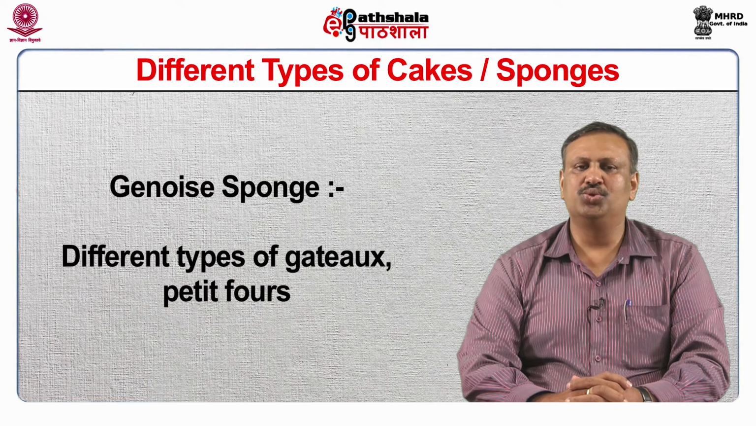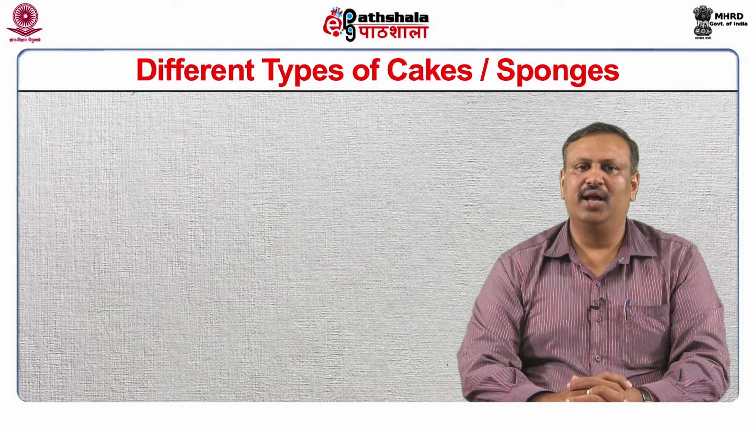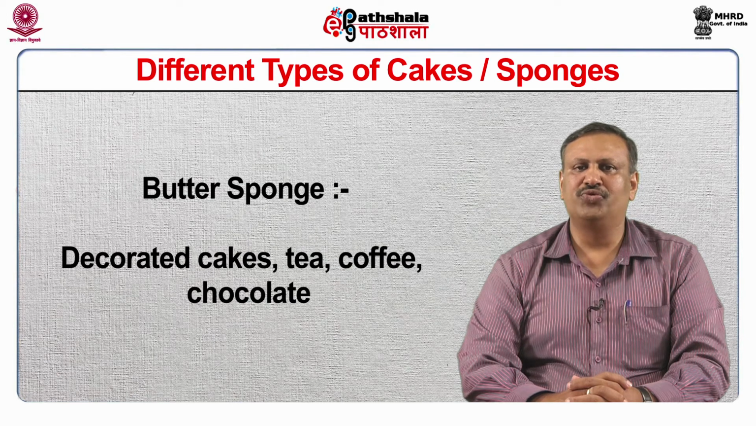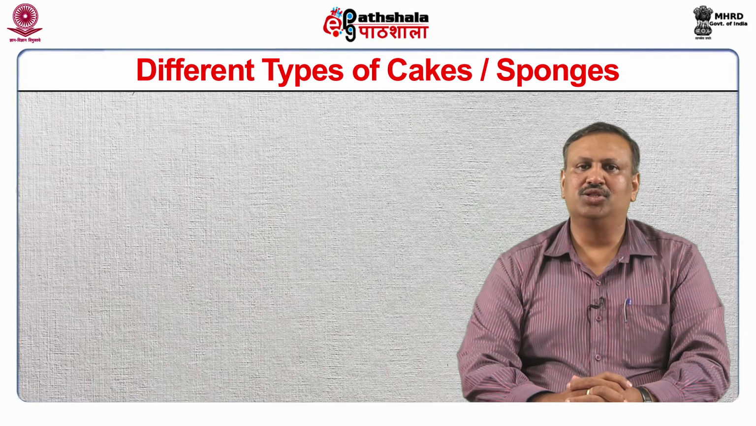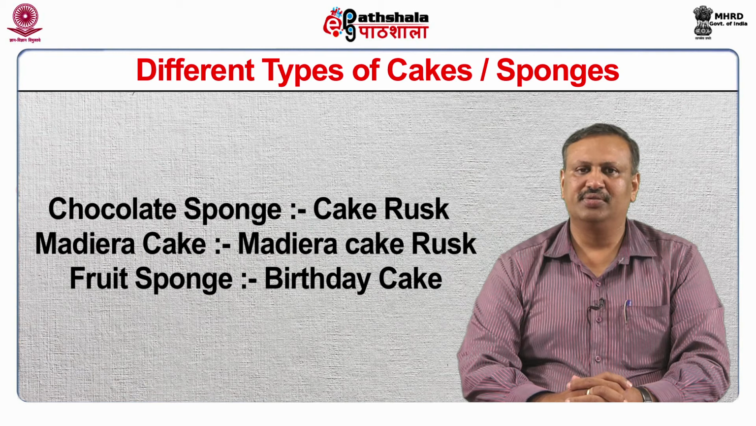Genoise sponge is used for different types of gâteaux and pâtes faux, and the butter sponge can be used for decorated cakes, for tea and coffee. The chocolate sponge is used for making cake rusk. Madeira cake is used for making Madeira cake rusk. Fruit sponge is basically used for birthday cakes.